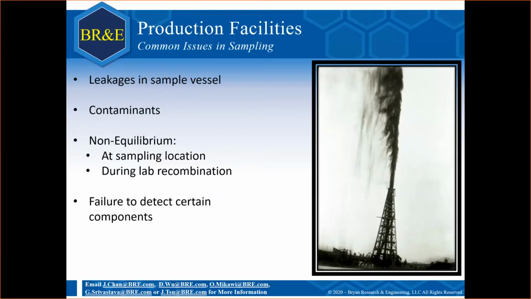Another issue could be contaminants. We could have external contaminants enter our sampling vessel. And then issues could also happen in the lab. So we could have non-equilibrium at the sampling location.